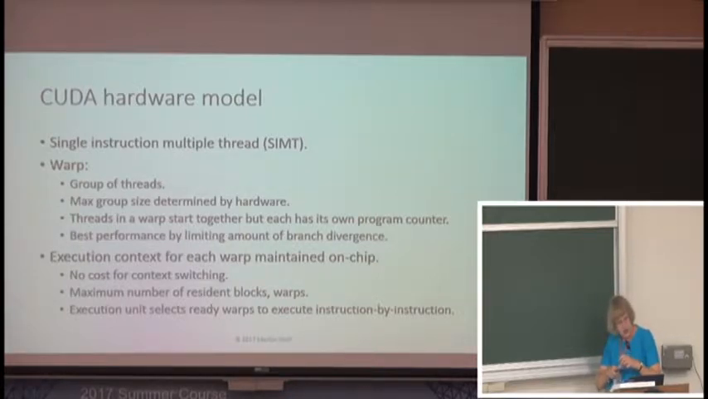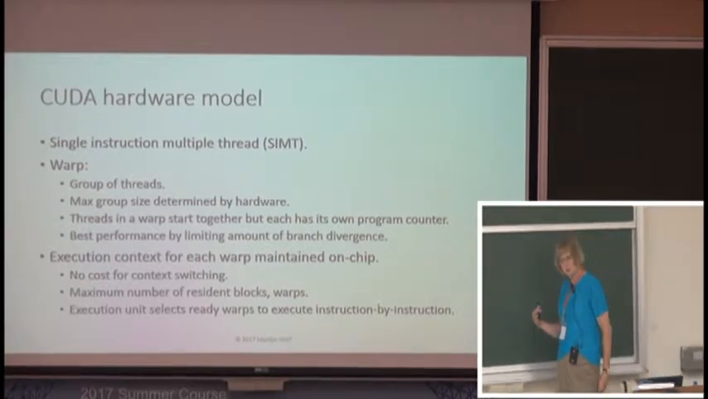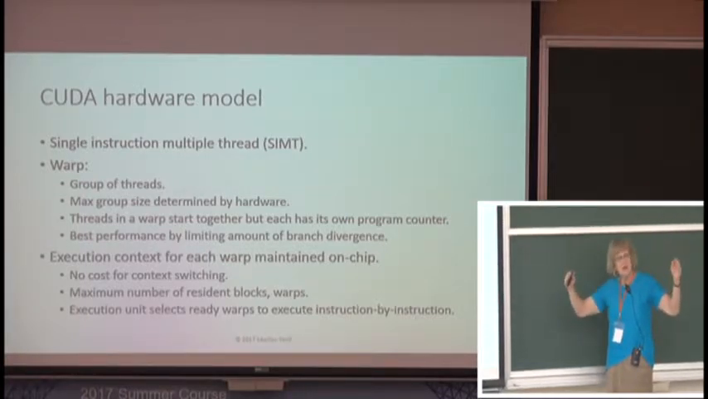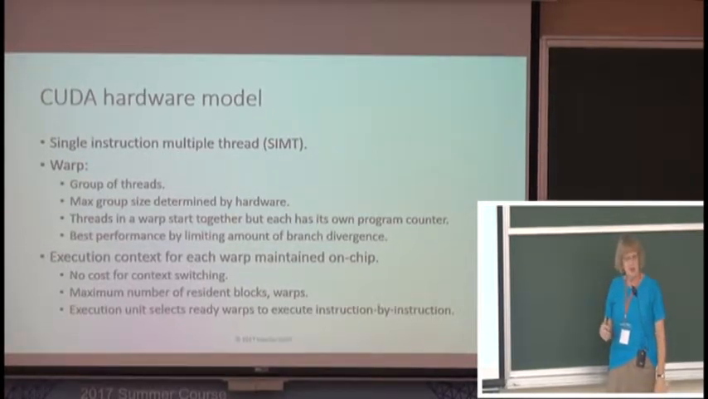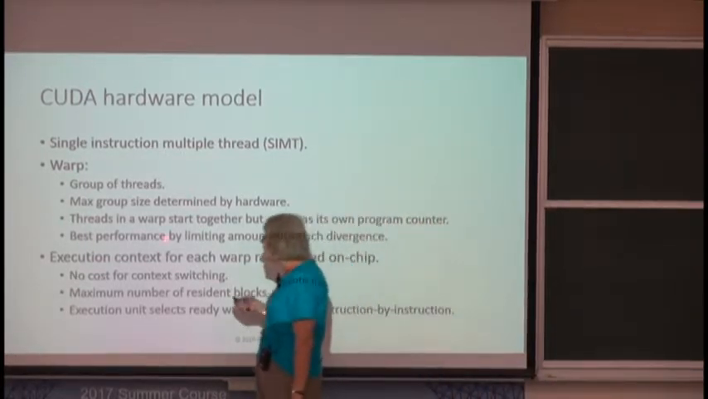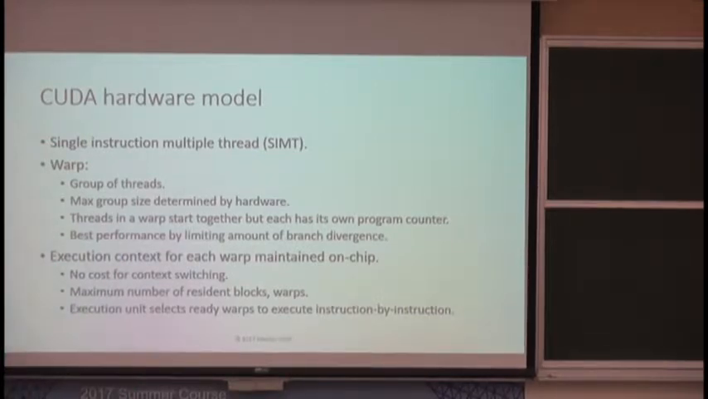So a set of threads run the same basic code, but because they're operating on different data, they may make different decisions and perhaps take slightly different amounts of time to execute. We've seen the term warp. A warp is a group of threads. I'm not entirely sure where they came up with the name warp, but that's what it's called. The maximum number of threads in a warp is determined by the hardware, basically by the size of certain registers.